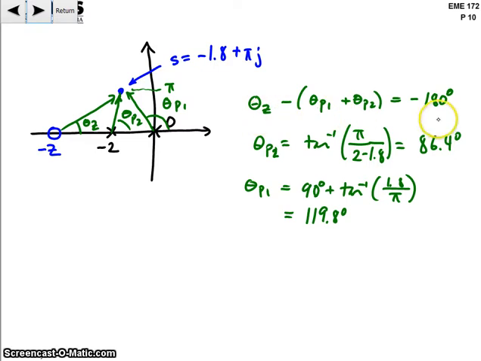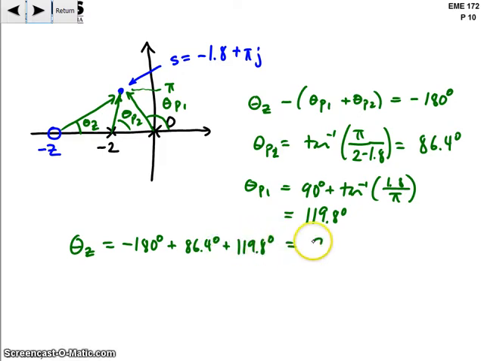So I start with this equation here, and I can write theta z is equal to minus 180 plus 86.4 degrees plus 119.8 degrees. And when I add all this in there, I get 26.2 degrees. So I'm going to place the 0 to add 26.2 degrees of phase.